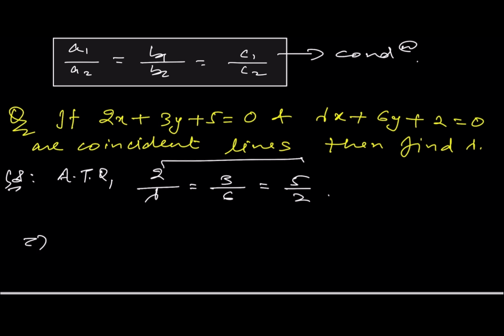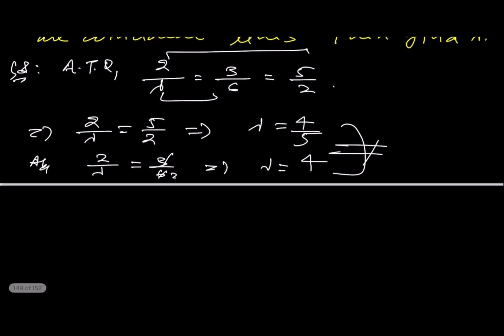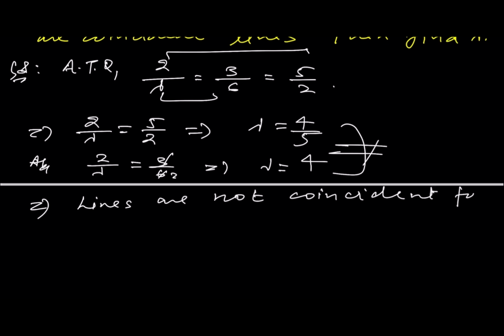So from this, 2 upon lambda is equal to 5 upon 2, so lambda will become 4 by 5, and from 2 upon lambda is equal to 3 upon 6, so lambda is equal to 4. Now in these two cases, lambda is not equal, so it implies the given lines are not coincident for any value of lambda.